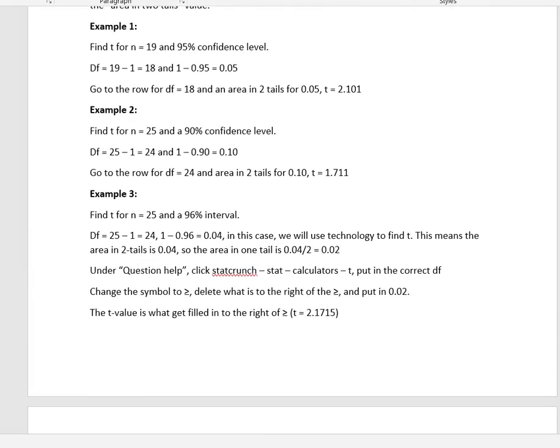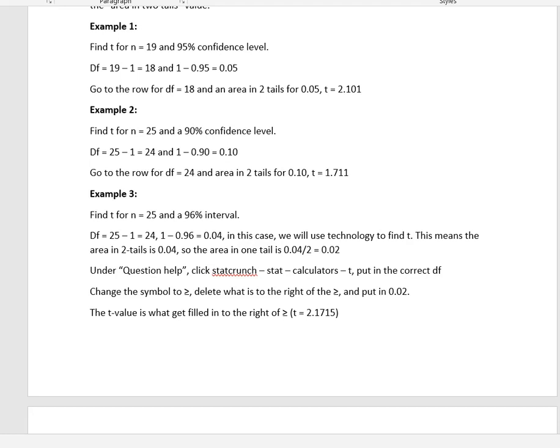Example 1, you will need to be looking at the t-distribution table. It can be found in MyMathLab. On the left menu, you'll see tables. Find t for n equals 19 and 95% confidence. df equals 19 minus 1 equals 18. 1 minus 0.95 is 0.05. Go to the row for df equals 18 and an area in two tails for 0.05. t equals 2.101.